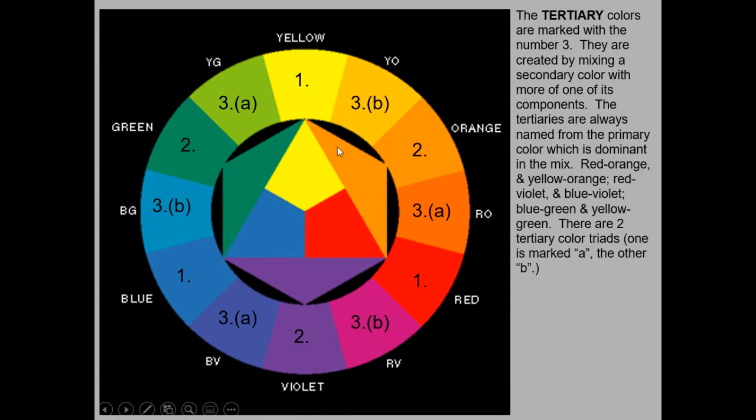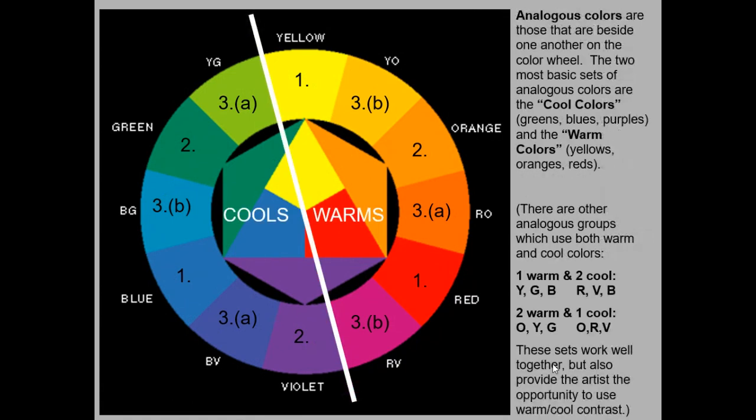So the primaries form a triad. They are equally far apart from each other on the color wheel. My secondary colors, they are equally far apart. So we end up with 4 triadic groups, 12 colors overall.